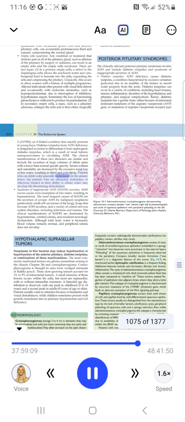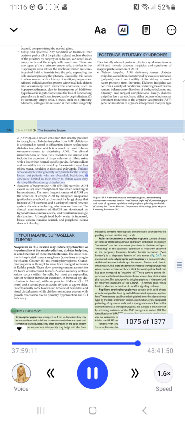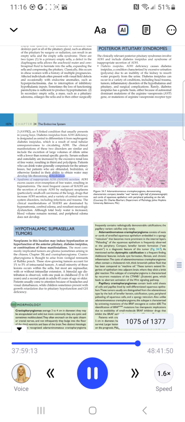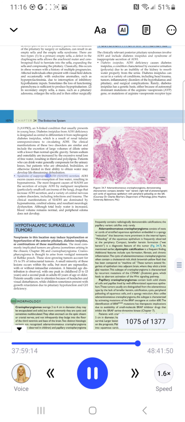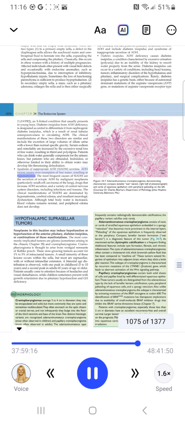Patients who can drink water generally compensate for the urinary losses, but patients who are obtunded, bedridden, or otherwise limited in their ability to obtain water may develop life-threatening dehydration. Syndrome of inappropriate ADH secretion, SIADH. ADH excess causes over-resorption of free water, resulting in hyponatremia.